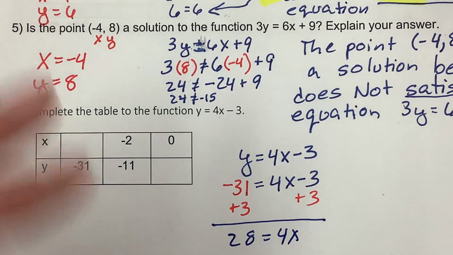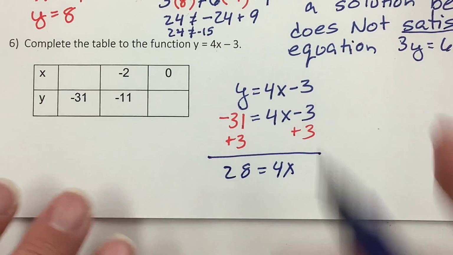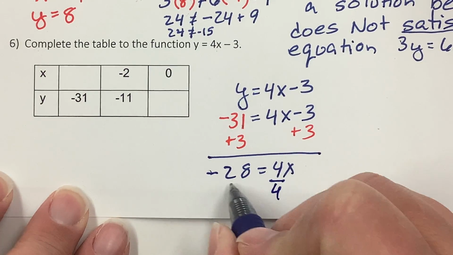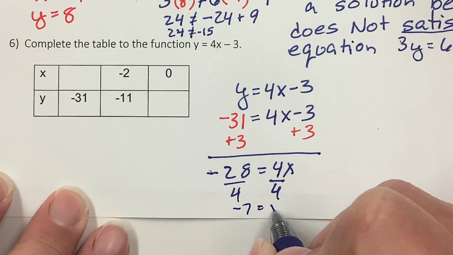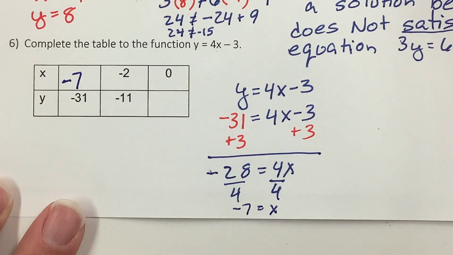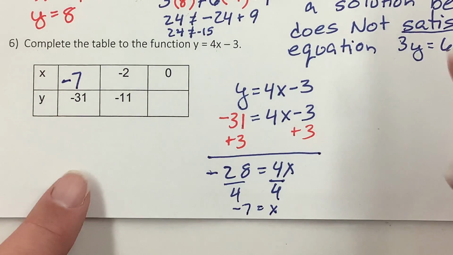And look what I did. I am such a fool. I lost my negative. Now, you know you do that, you're going to lose credit. So don't do that to yourself. Negative 28 equals 4x. Divide by 4, divide by 4. This is negative 7 equals x. So where the x is, I'm just going to put negative 7. All right, the next one is fine. It's done already. But this I have to do.